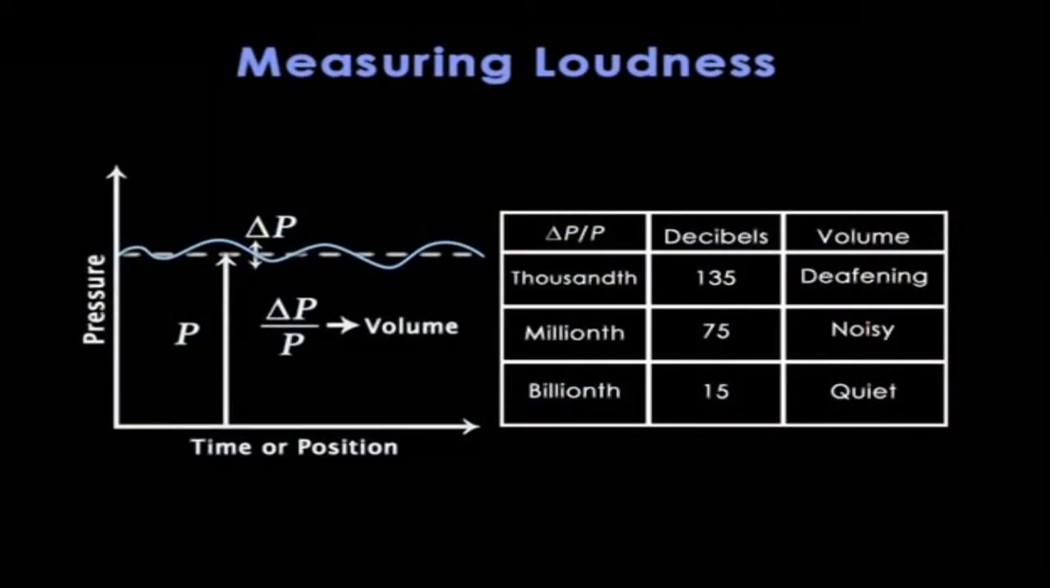Now, there are three important properties that sound has that we need to consider. First is loudness, which depends on the ratio of pressure variations, that's peak to trough, compared to the average pressure, which I've written as delta P over P. It's measured in decibels, going from deafening to noisy to quiet is 135 to 75 to 15 decibels. And these have pressure variations of about a thousandth, a millionth, and a billionth of an atmospheric pressure. So these are tiny variations. Human ears are very sensitive and can cope with a huge range of pressure differences.